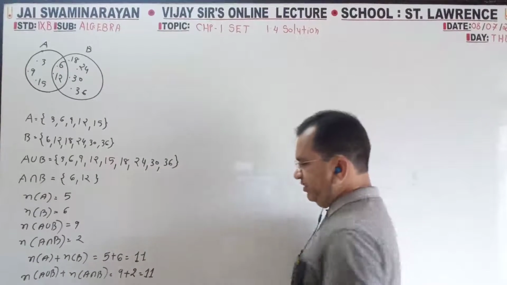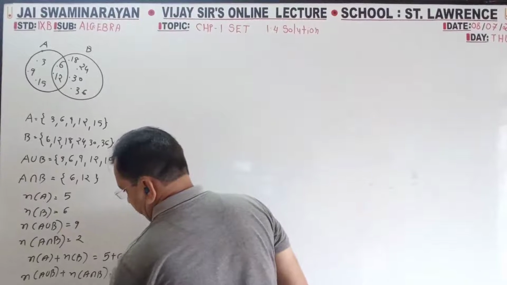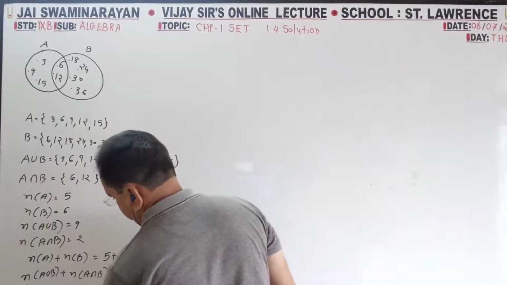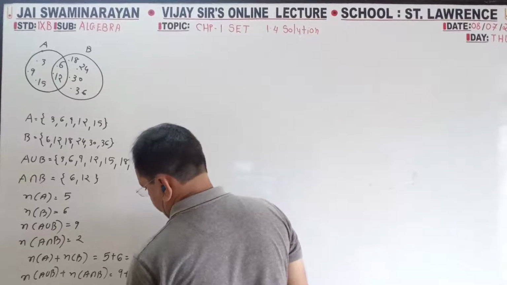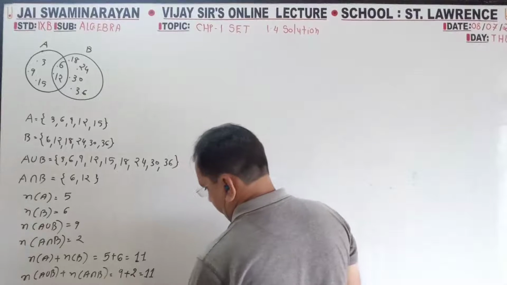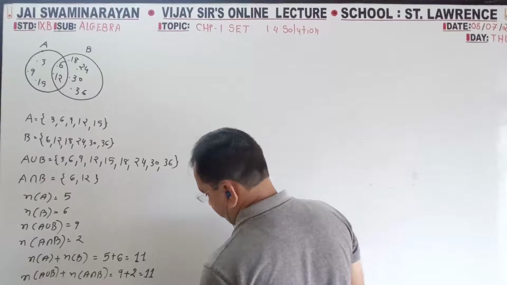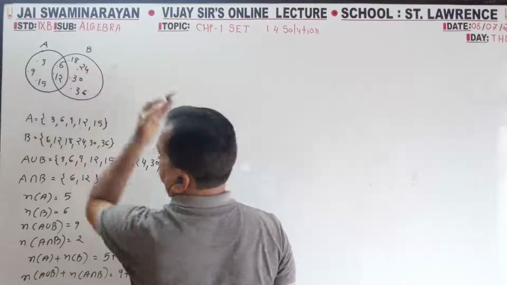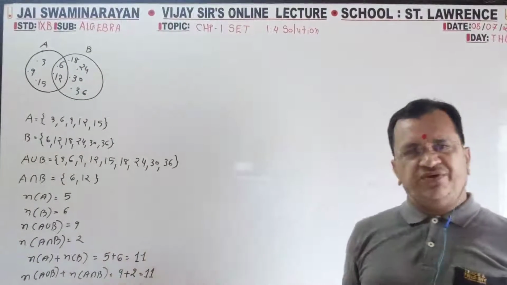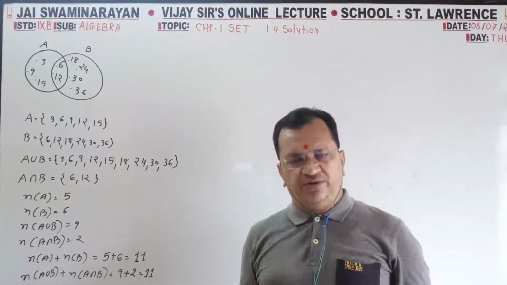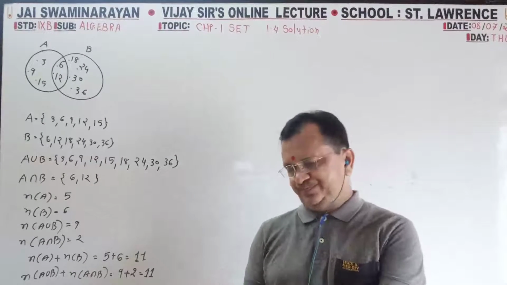But whenever you want number of A union B, the final formula will be number of A plus number of B minus number of A intersection B. Because the intersection you have counted this side also, this side also. That's why we have to reduce that. So you will get the joint group, the union group.